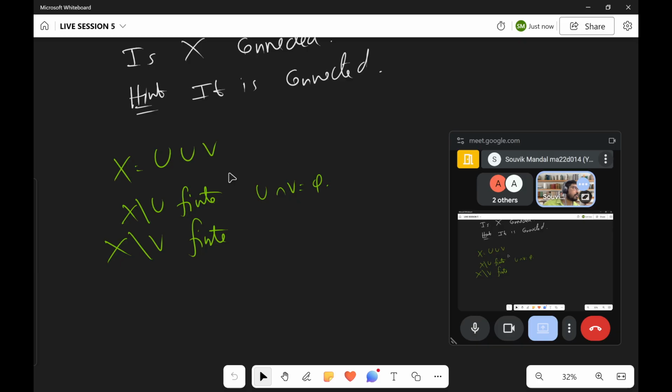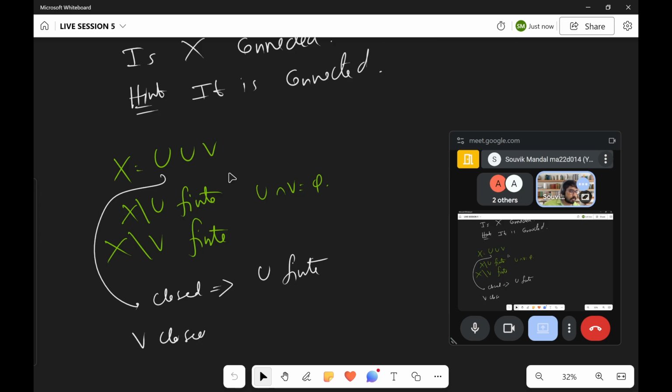Now since U is closed, that implies what? X minus U is open... sorry, since U is closed, this implies U is finite. And V closed also implies V is finite.